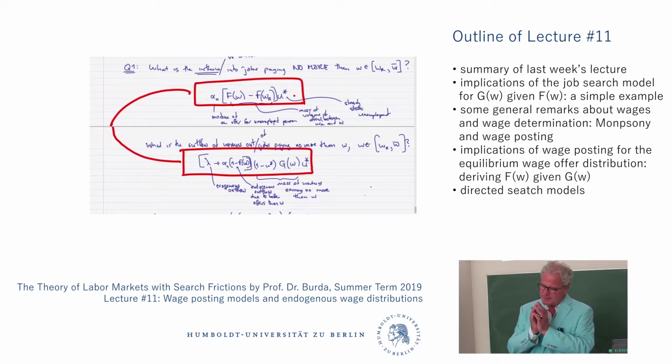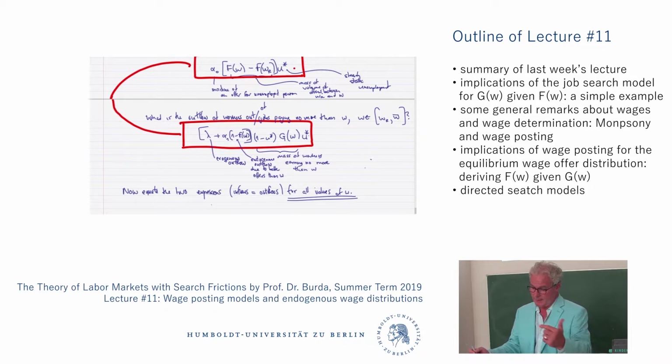You can define all the flows into jobs that pay no more than W, and you can think of all the workers leaving jobs that are paying no more than W, and that has to hold for every W, so that gives us a sort of a window on deriving the distribution. So that's where I stopped last time.